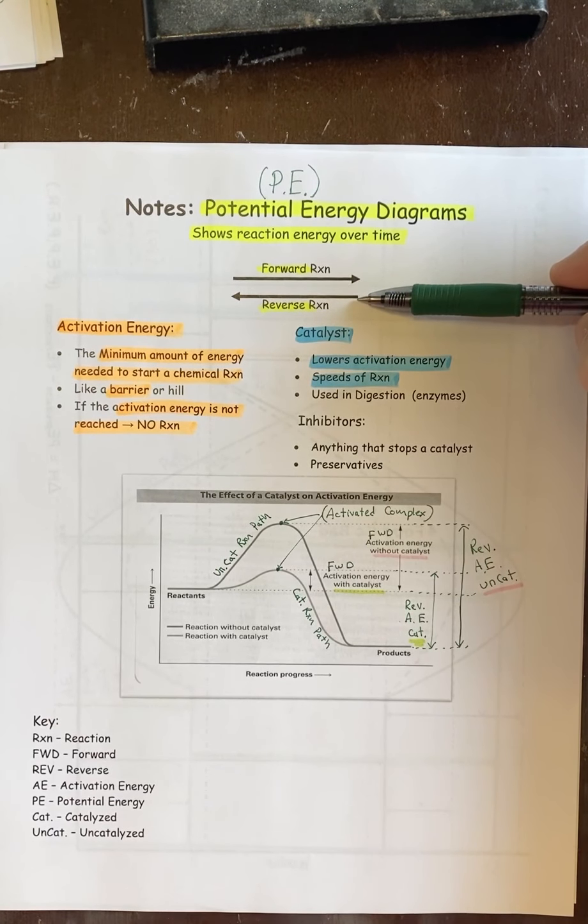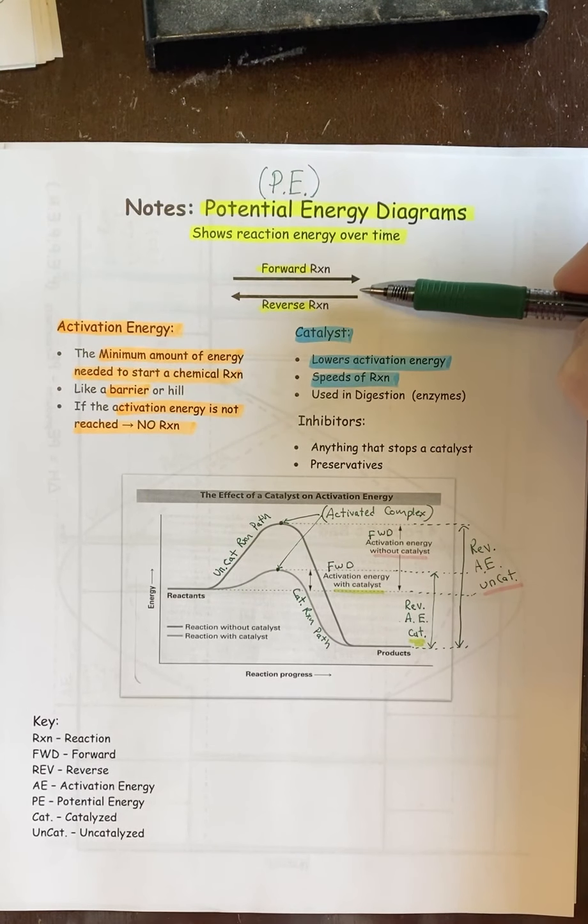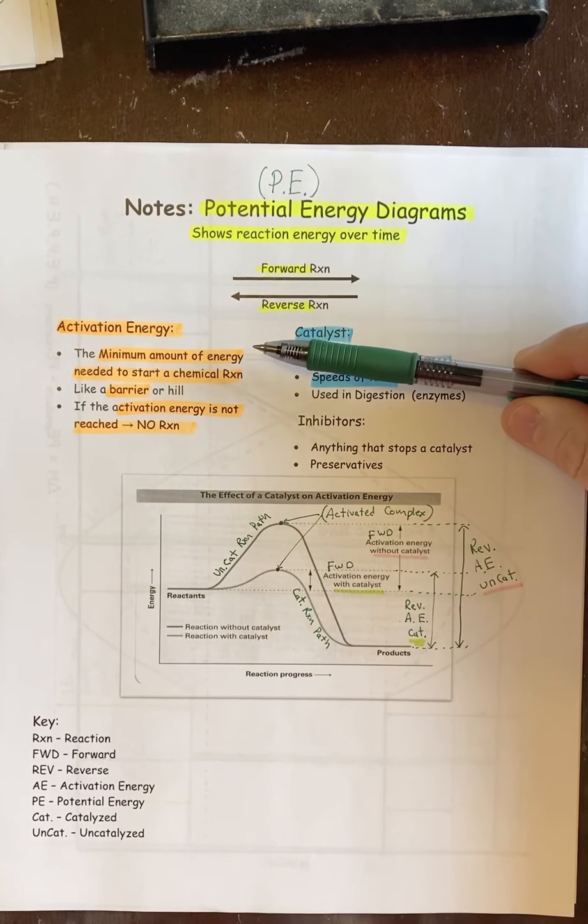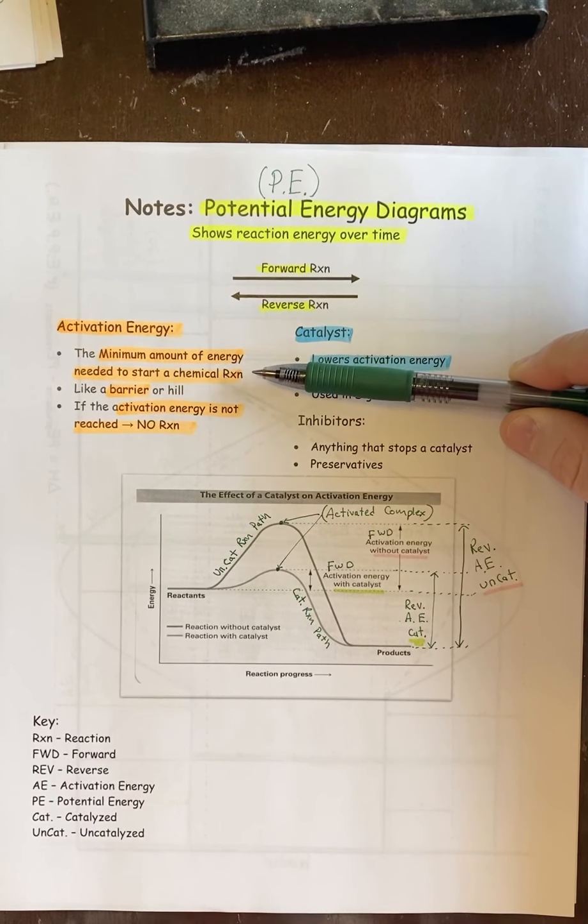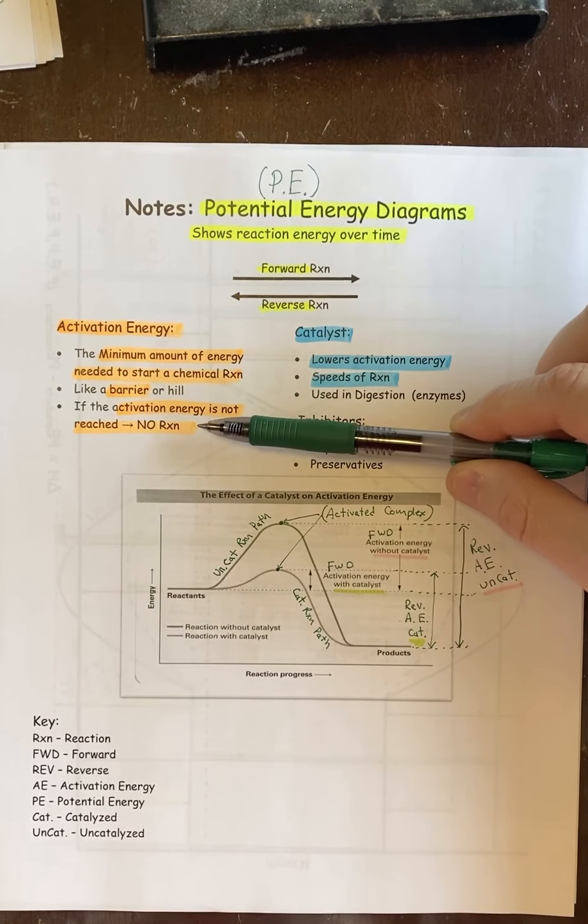Reverse reaction does the opposite. So we're going to have to worry about forward and reverse reactions in this. So when we talk about forward and reverse, this is the direction that we're referring to. Activation energy is the minimum amount of energy needed to start a chemical reaction. Think of it like a barrier. It's going to be shown as a hill. If you don't have enough energy to meet the activation energy requirement, then no reaction happens.